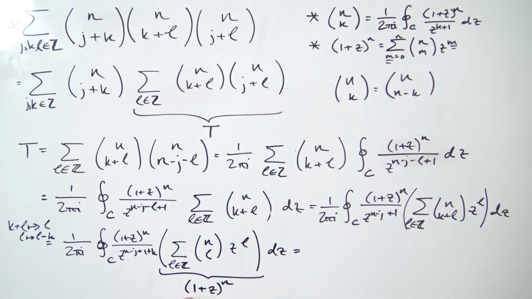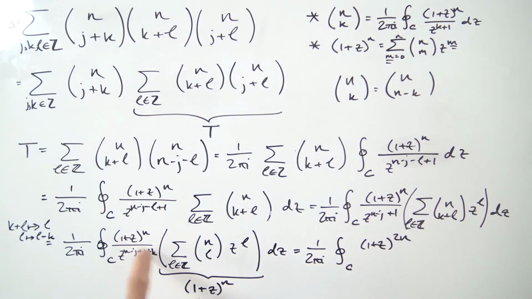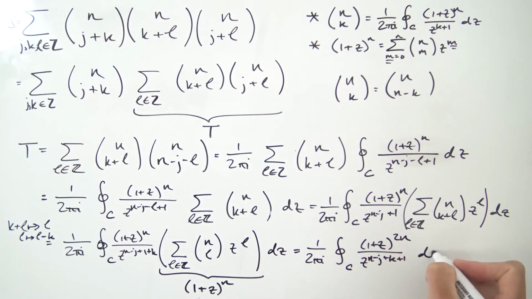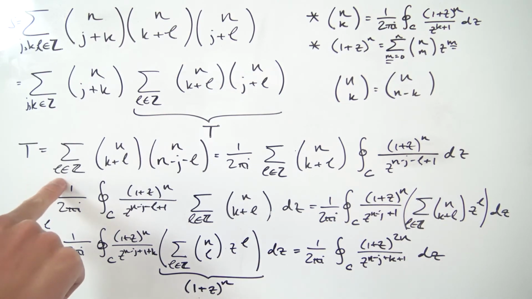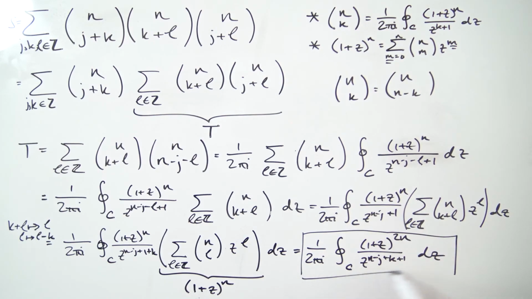And notice we have this factor, which is the same as this factor, so we can rewrite this as 1 over 2 pi i, contour integral over c of (1 plus a z), but not to the n, we have 2n here, and then this whole thing is divided by z to the n minus j plus k plus 1, and then we have a dz. So what did we just find over here? We found that the sum over L just evaluates to this contour integral expression.